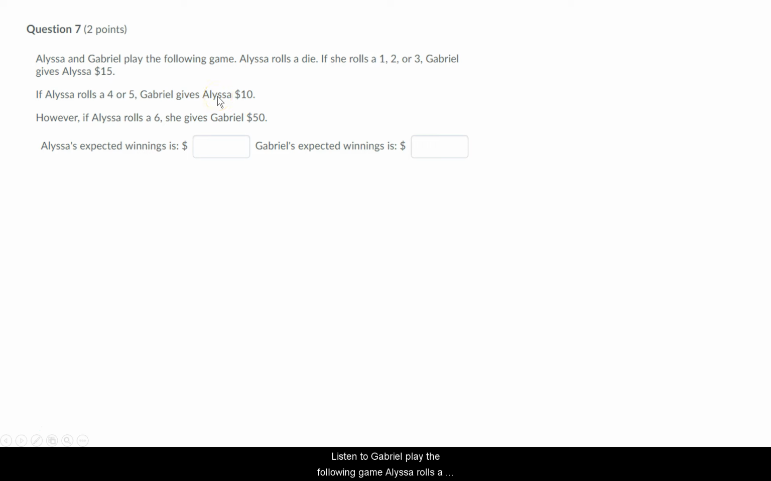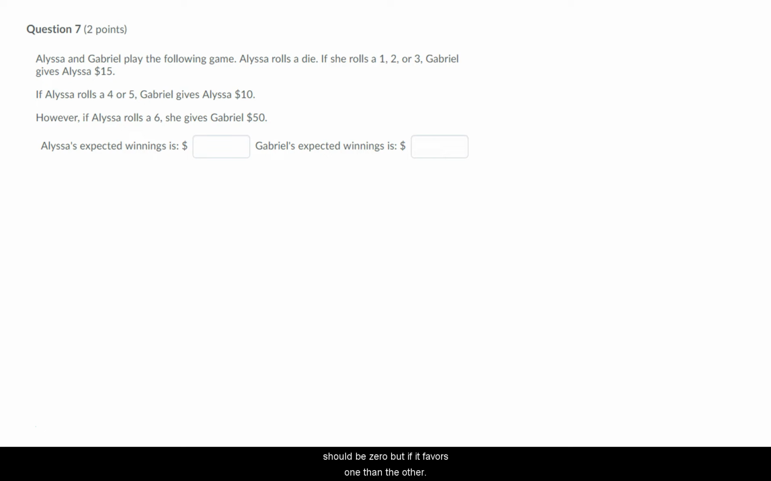Alyssa and Gabriel play the following game. Alyssa rolls a die. If she rolls a 1, 2, or 3, Gabriel gives Alyssa $15. If she rolls a 4 or a 5, Gabriel gives Alyssa $10. However, if Alyssa rolls a 6, she gives Gabriel $50. So we want to figure out what Alyssa's expected winnings is and what Gabriel's expected winnings is. If this is a fair game, then basically both of their expected winnings should be 0.